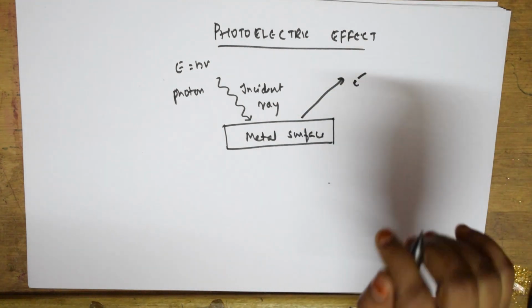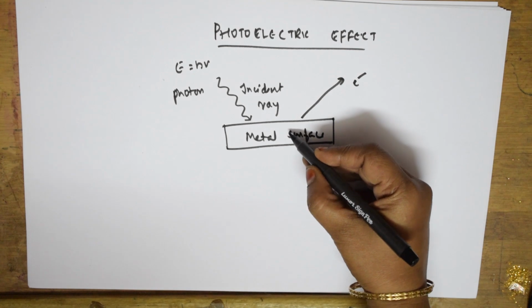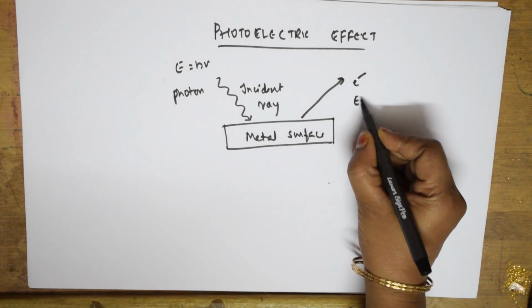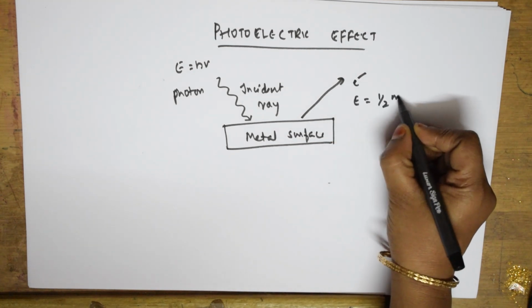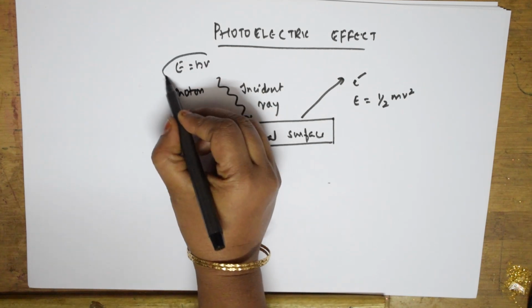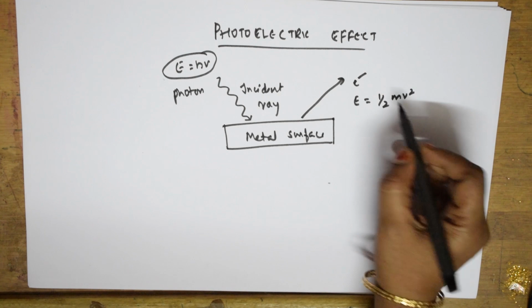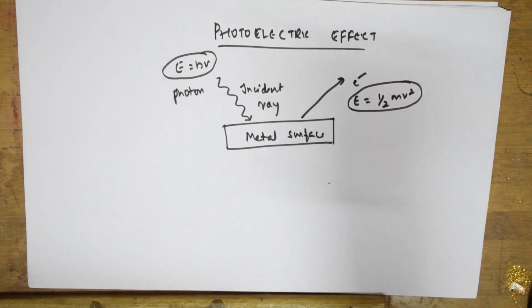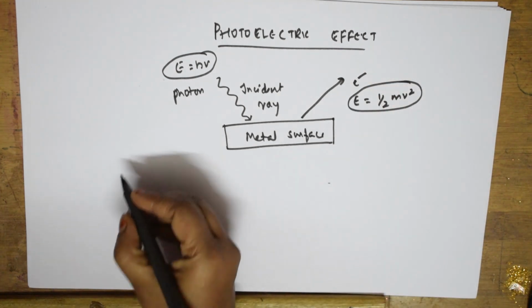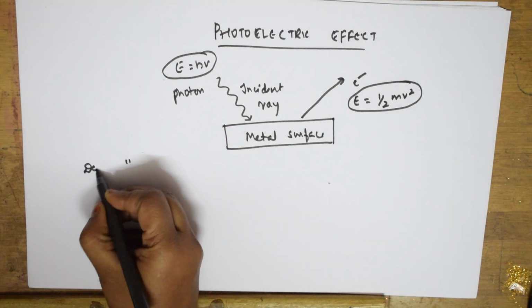So this is the electron. This electron comes out from the metal surface with a certain amount of kinetic energy that is equal to half m v square. Here I have E is equal to h nu, with a certain amount of energy it's hitting the metal surface. Here with a certain amount of kinetic energy it's getting ejected out. Now let us write the definition. What is the definition of the photoelectric effect?